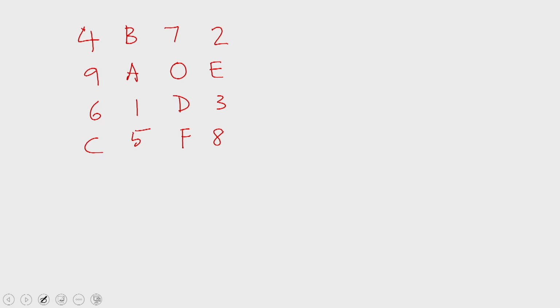So, to sort them, what we do is this. In the first step of the algorithm, we sort the rows horizontally. The odd rows are sorted from left to right and the even rows are sorted from right to left. Therefore, the first row will be sorted into 2, 4, 7 and B. And the second row is sorted from right to left. Therefore, the second row will be from right to left 0, 9, A and E.